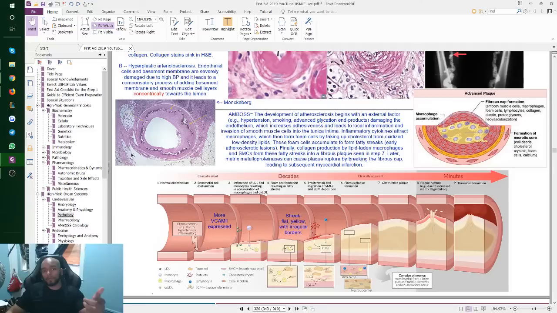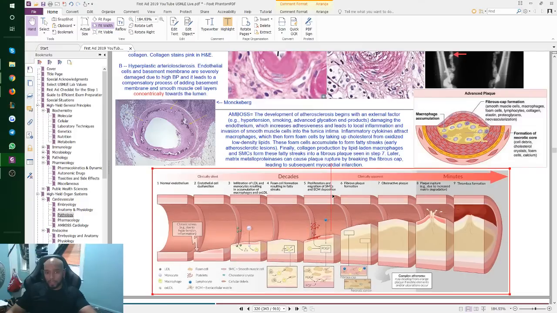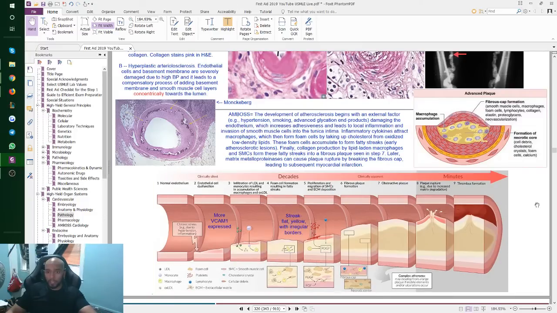So you need to know the pathophysiology of exactly how an atherosclerotic plaque forms, what started it, what was the first step, what are all the different parts of an atherosclerotic plaque, and what makes the plaque finally rupture and lead to other issues like a stroke, an MI, etc. So these are 2 images. This one down here is from Amboss. It's the progression of an atherosclerotic plaque.